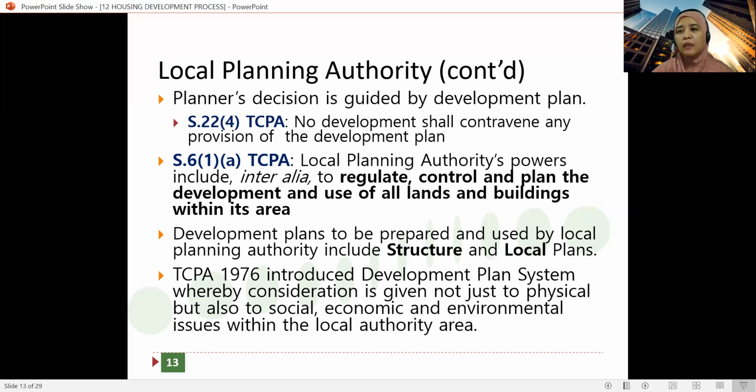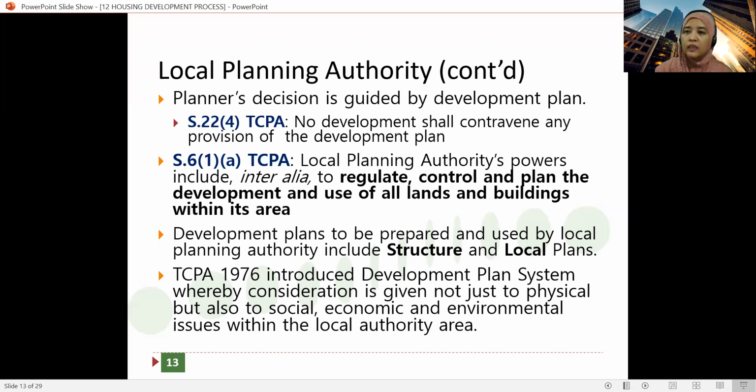Development plan tu terbahagi kepada NPP, National Physical Plan. Okay. Itu untuk Malaysia, and then at the state level you have the structure plan. At the local level you have the local plan.